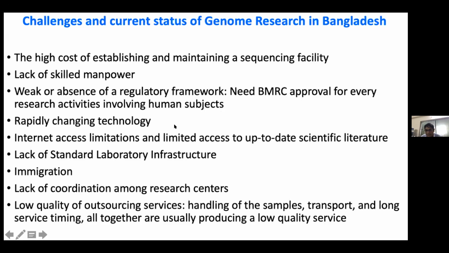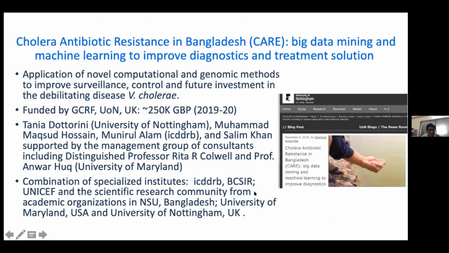Sequencing technologies are changing quite rapidly, so it's very difficult for us to adapt to the new technologies. Then there are internet access and broadband limitations across the country, and lack of standard-level infrastructure. The brain drain is another issue, and lack of coordination among research centers is a very big issue in our country and in developing countries. And there is low quality of outsourcing. Many labs send their samples abroad for sequencing and analysis, and during the transportation, you get poor quality samples.